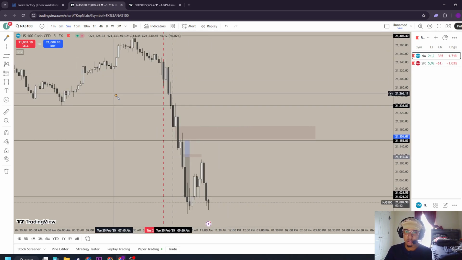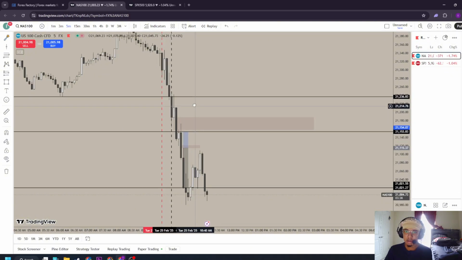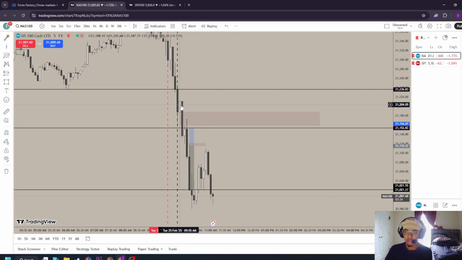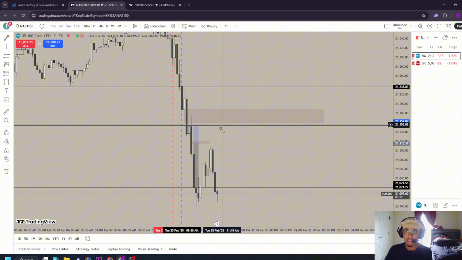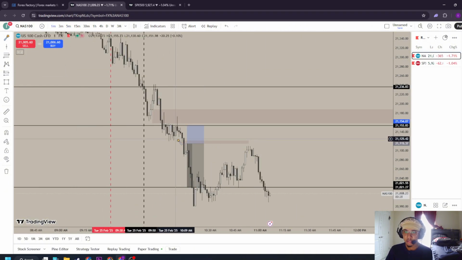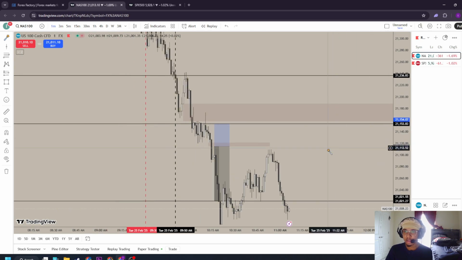So from there we also respected. We didn't, however, tap into this gap, but we did end up making an imbalance right here after the macro, and we ended up getting a tap into this macro. So from there, I scaled down. This was the trade I would have taken.